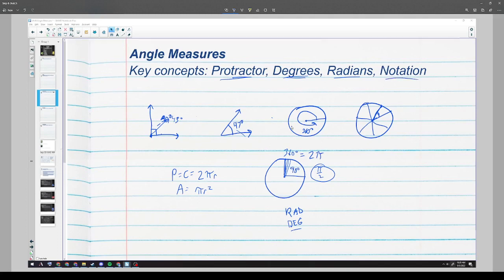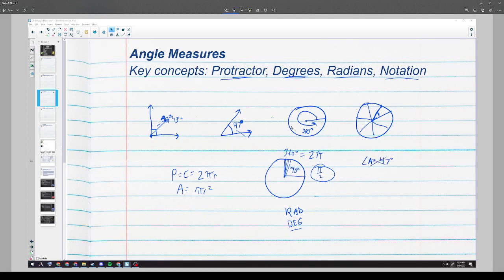Okay, last thing was notation. I kind of just talked about notation. Degrees have this degree symbol. Radians actually don't have any unit specified. It's a unitless quantity. And then to write the size of an angle, we don't write angle A equals 47 degrees, because the angle is a geometric object, not just the size of it. So we don't just say that.